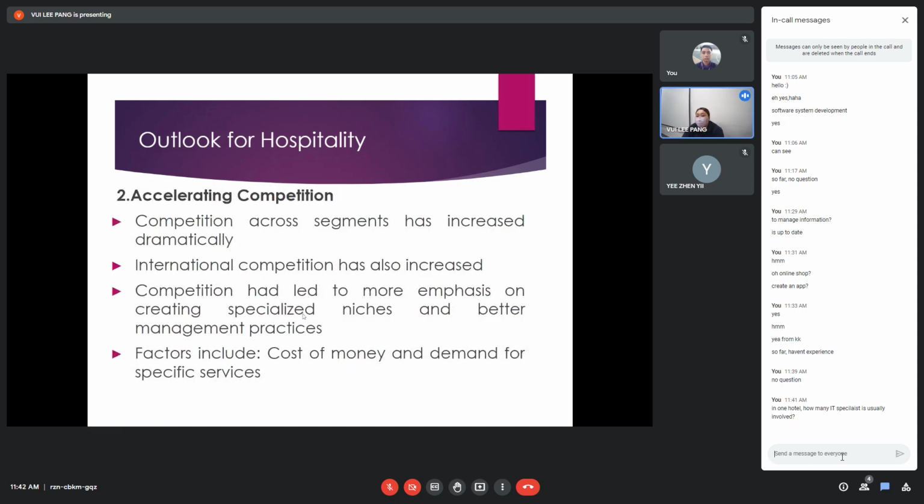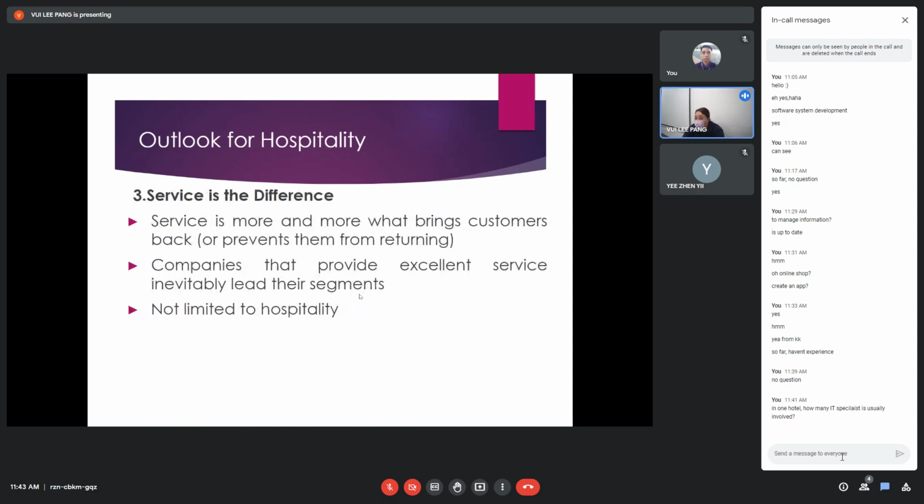Second, because of the acceleration of competition. Competition across segments has increased dramatically. International competition has also increased. So this leads to more emphasis on creating specialized niches and better management practices. The factors include the cost of money and the demand for specific services, because of the competition across the segments. So they have to change.